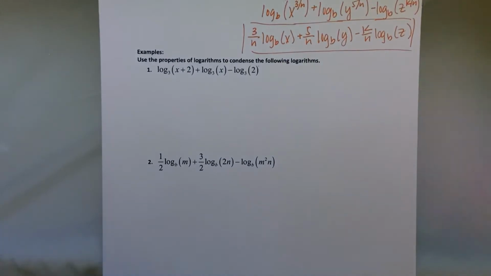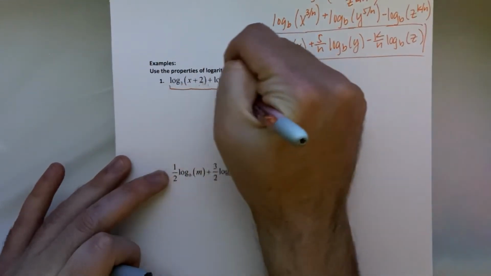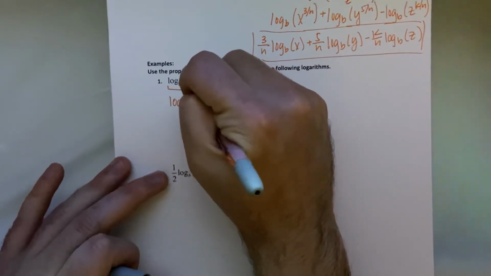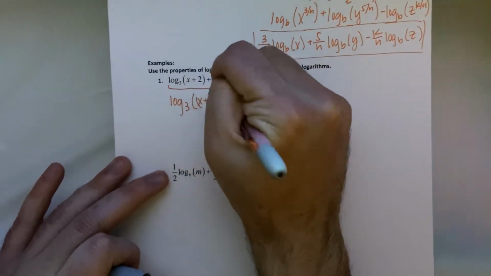So we'll do one of these. We'll do number 1. Log base 3 of x plus 2 plus log base 3 of x minus log base 3 of 2. So addition becomes multiplication inside the logarithm. X plus 2 times x.